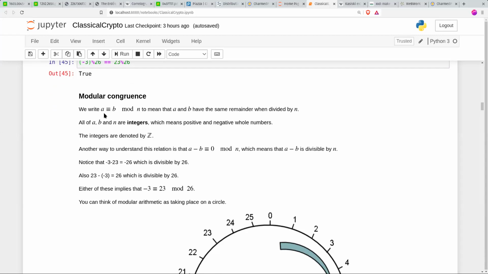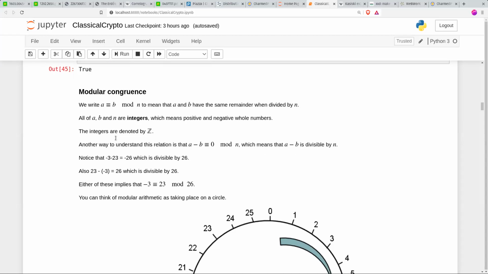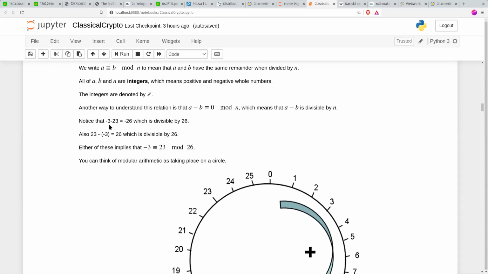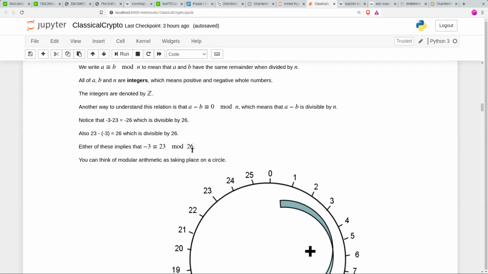Another way to understand this congruence relationship is that if you take the difference of these two, A minus B, it doesn't matter if you do B minus A or A minus B, then that difference is divisible by n. That's another way to understand modular congruence. So if you look at -3 and 23, the difference is -26, which is divisible by 26. If you do it the other way, you get 26, which is divisible by 26. So these two numbers are congruent because their difference is divisible by the modulus.